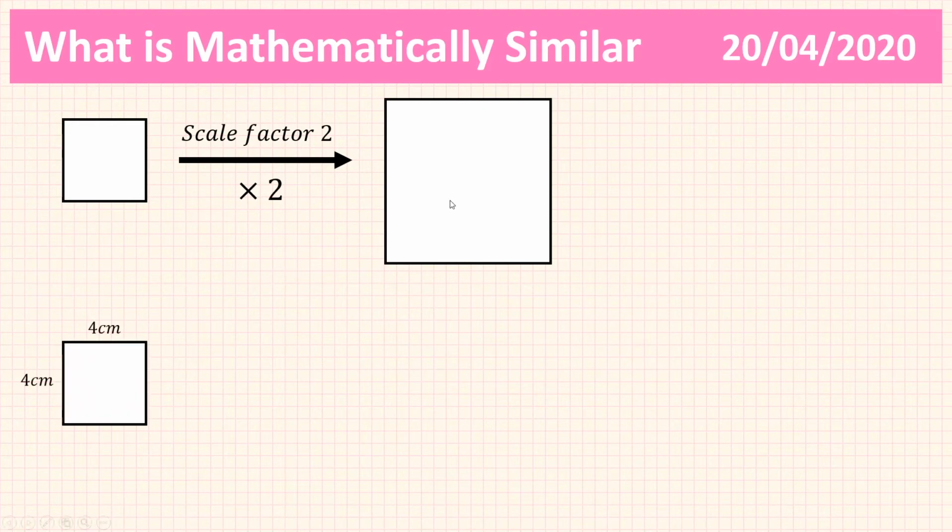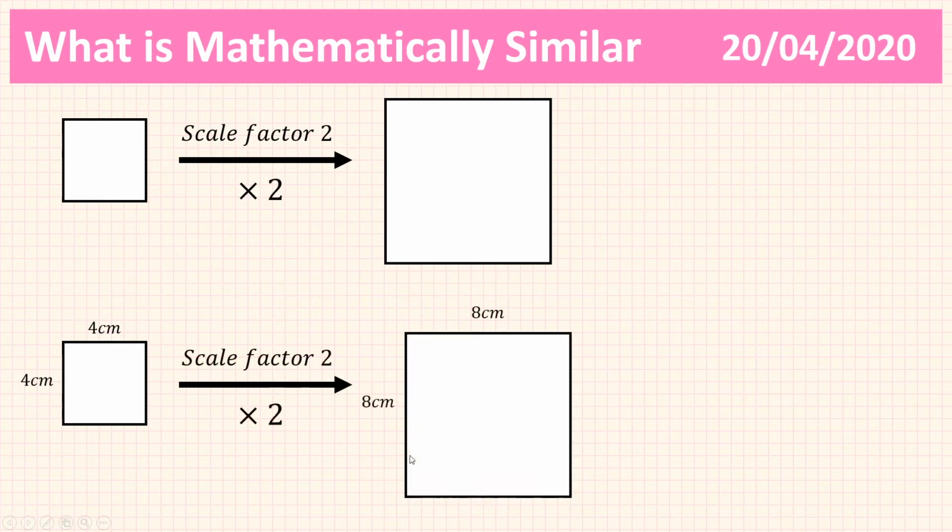Now, that might be hard to notice, so I'll do it in a different way. So we know this length here is 4 centimeters, and this length here is 4 centimeters, making this a little square. And we're going to increase it by a scale factor of 2. So then I end up with a bigger square where the two sides are 8 centimeters. As I can see, I've multiplied both sides by 2.